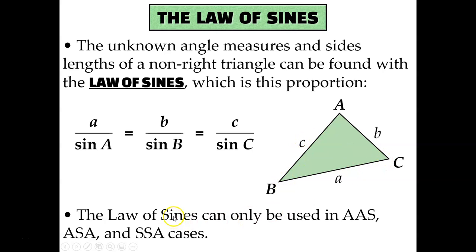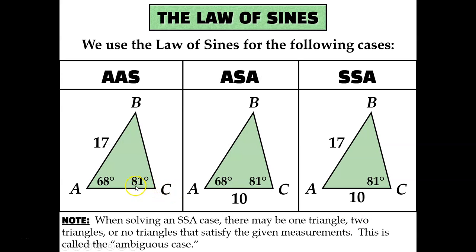And we learned in the previous video that the law of sines can only be used in an angle-angle-side, angle-side-angle, or side-side-angle situation. We've already seen examples in the previous video of how to solve if it's angle-angle-side or angle-side-angle because it's pretty straightforward. But in this video we're going to focus on the side-side-angle case, which is also called the ambiguous case because there might be one answer, two answers, or no answers that satisfy the given measurements.